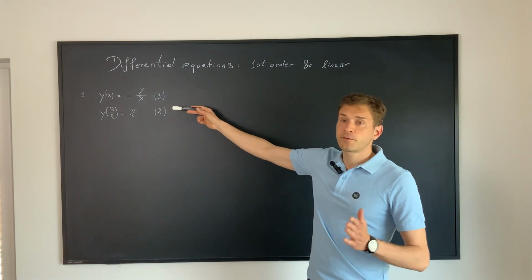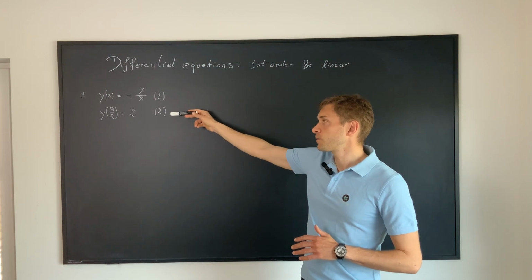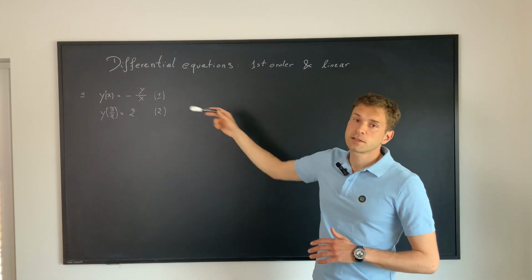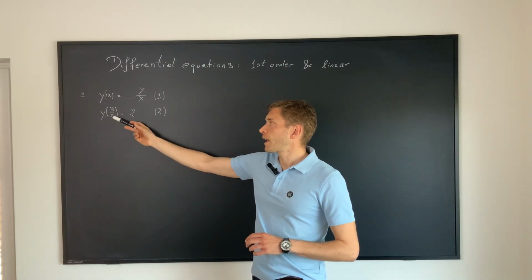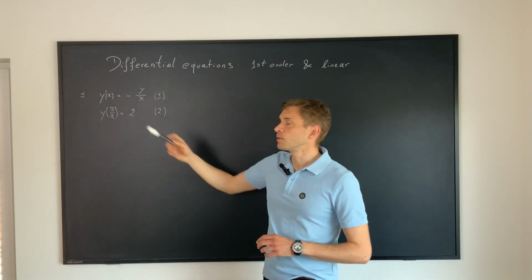And in addition, we have an initial value problem. So we have to construct the solution in order to obtain y of x equals 3/2 equals 2.